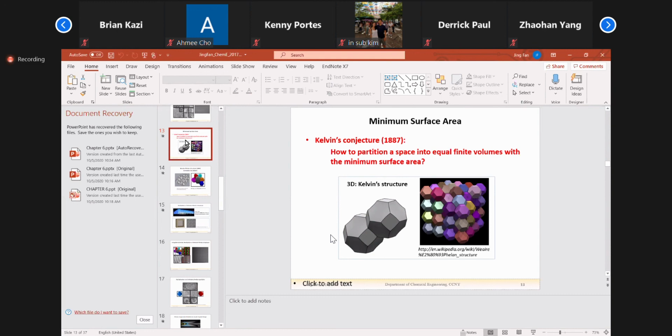So how did they figure out it is 0.3% better than Kelvin's for structural purposes? I know you said they use a computer. Oh, you can calculate. Yeah. They use the Surface Evolver. There is a software for that purpose.